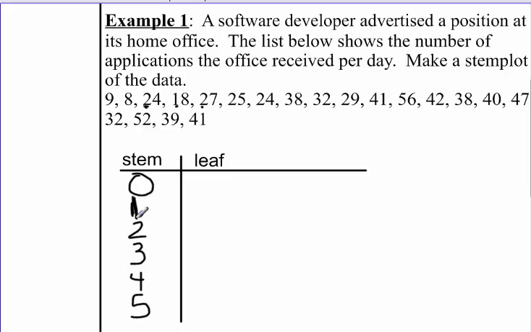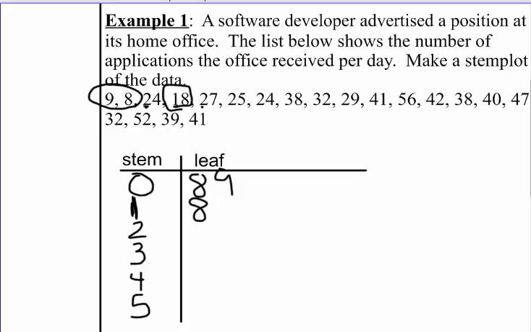We would start with the numbers that have a leading digit of 0. There are 2 of them, the 9 and the 8. When you write down your leaf, you must write them in order from smallest to largest, so you would write the 8 first and then the 9. Now we look for the numbers that start with 1. We have 18, and that is our only number that starts with 1, so you would put an 8. Notice that when you line up your numbers, you also line them up vertically so that you can see how the shape of the data is formed.